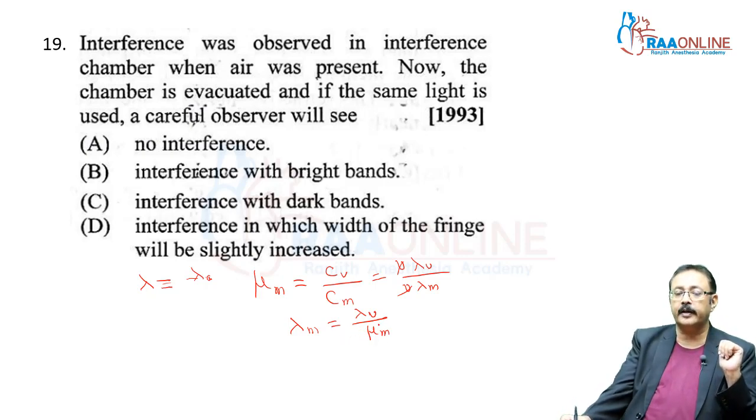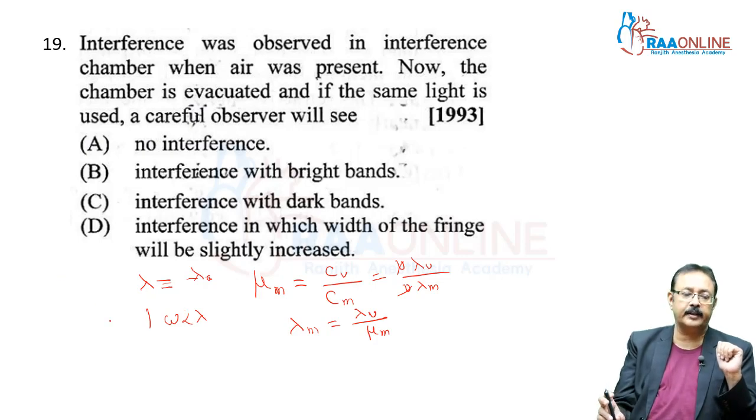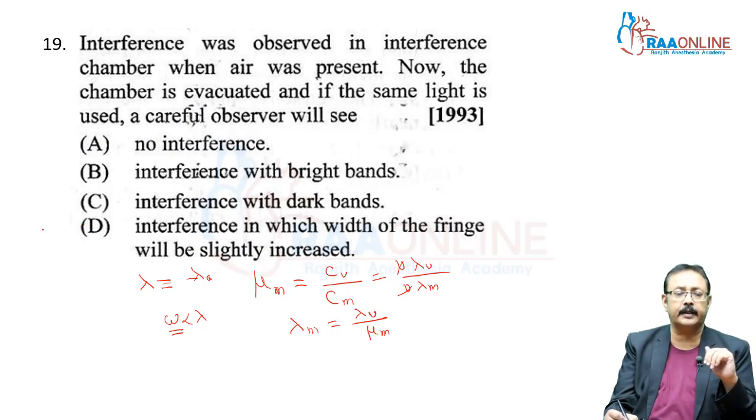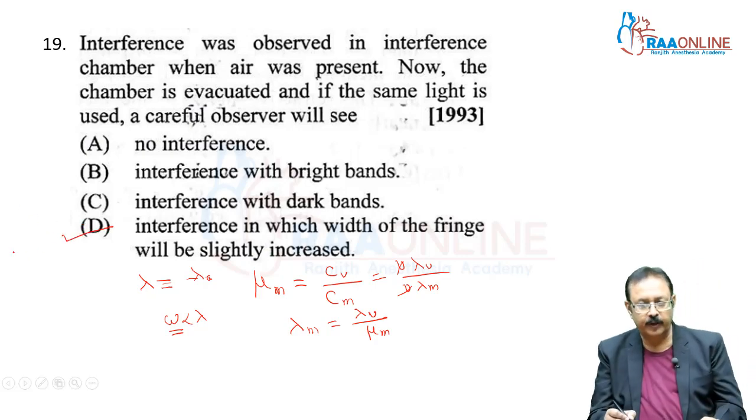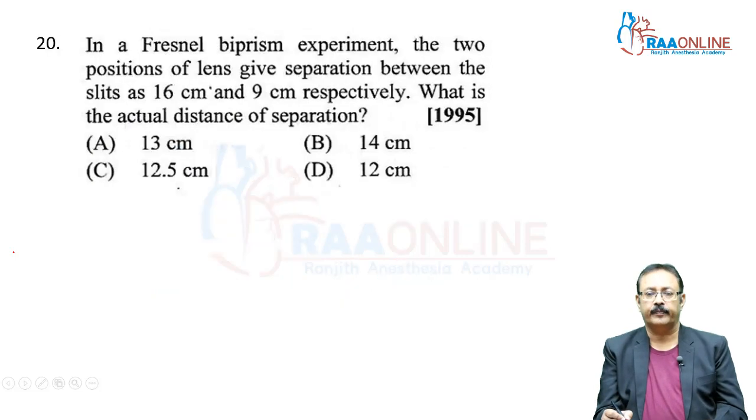So if you are decreasing the mu, it means you are increasing the wavelength, and fringe width is directly proportional to wavelength. If you are increasing the wavelength, it means you are increasing the fringe width. So in interference, the width of the fringe will be slightly increased. So we will go with option D.